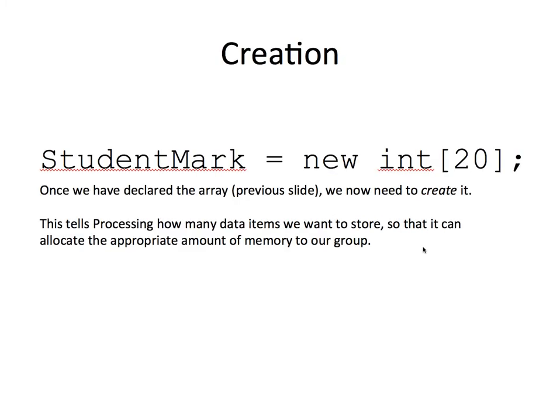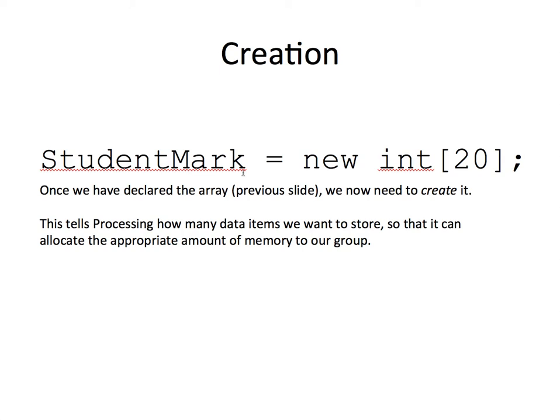So we've declared our array, but now we actually need to create it, because all the declaration does is create an empty reference to an array called student mark. But of course we need to allocate memory to it. Until the system knows how many items we want in our array, 10, 10,000, a million, it has no way of knowing how much storage to reserve for it. So we need to specifically state this, and we do this by creating the array.